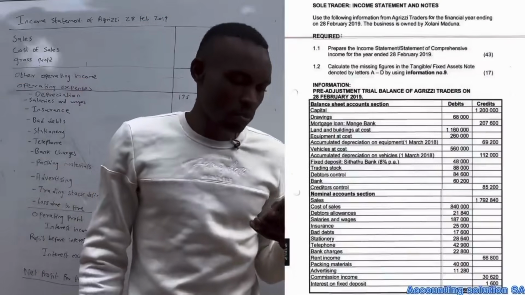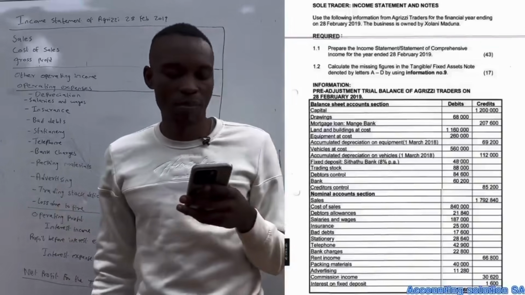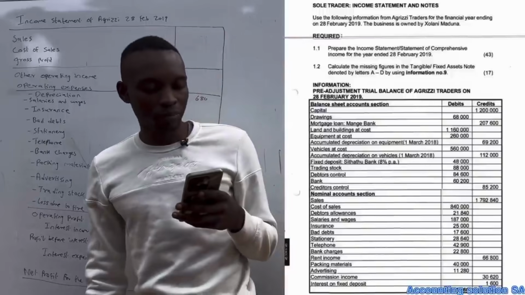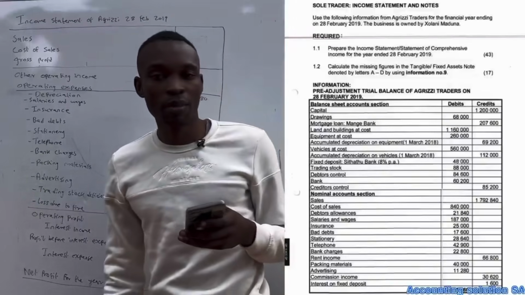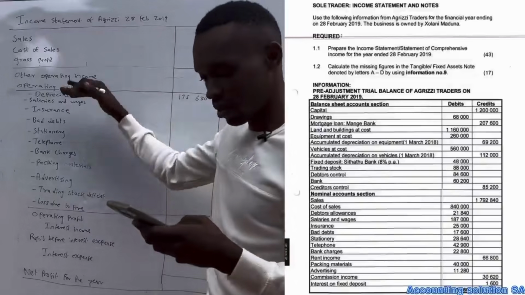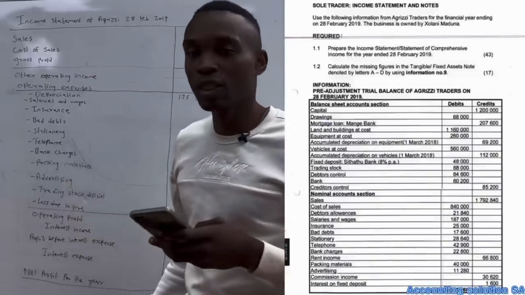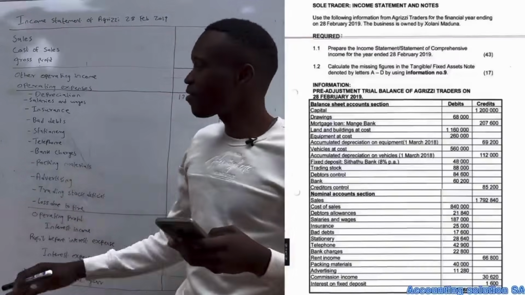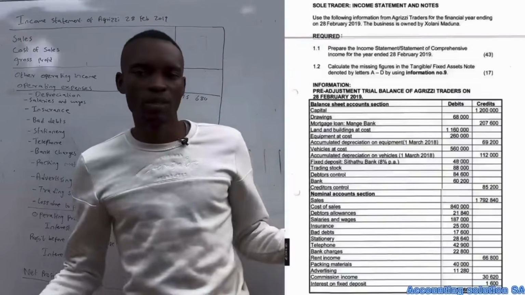Let's look at this question paper that we have. So it's one of the previous question papers which was written in September. Okay, they say that it's question 1 and it's 60 marks. Imagine 60 marks for financial statements. So basically the income statement is 43 marks. So already if you manage to get everything in the income statement, guys, you already pass your test.